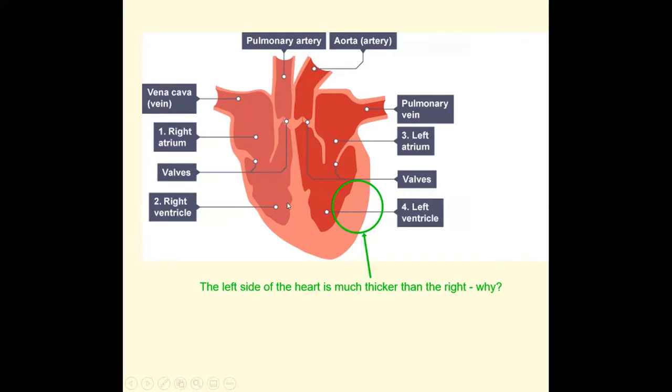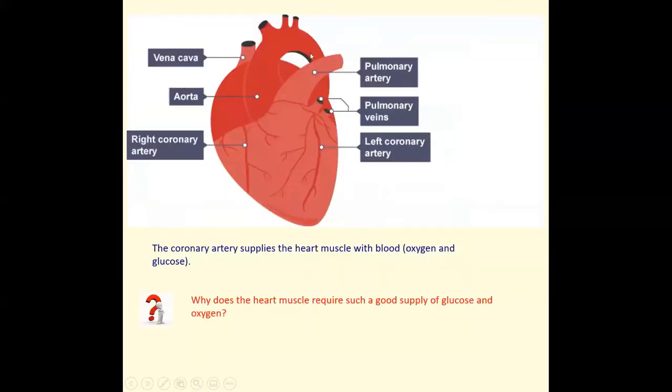It's getting pumped out pretty quickly, and that is not enough time for things like oxygen and glucose to diffuse into the heart muscle to keep it alive. So outside the heart, we can see here, the aorta is this tube here. Blood has just been pumped out of the heart through the aorta, and the aorta has some branches, very small arteries that come off it, which we call the coronary arteries, and these go around the outside of the heart muscle.